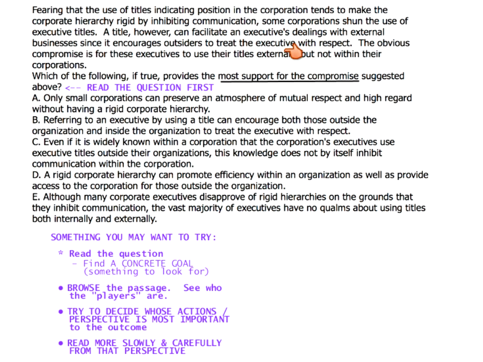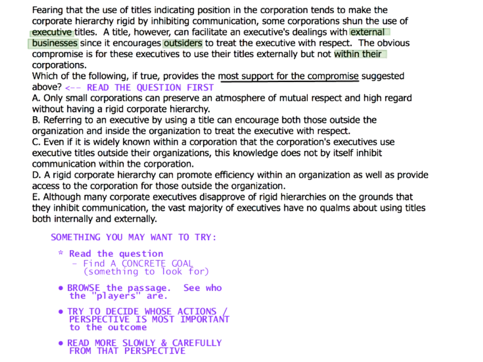You have the corporations themselves. You also have external businesses. Let's just go ahead and highlight some of these things that are in here. And then don't forget the employees within the corporation itself. So you've got executives, you've got external businesses, and presumably the people in those businesses, those people are the outsiders.